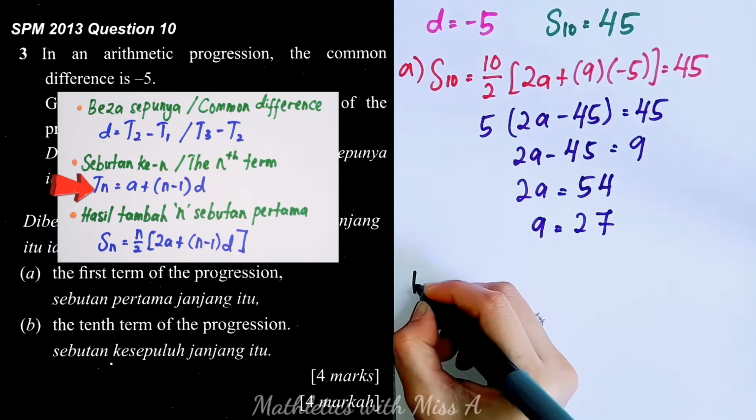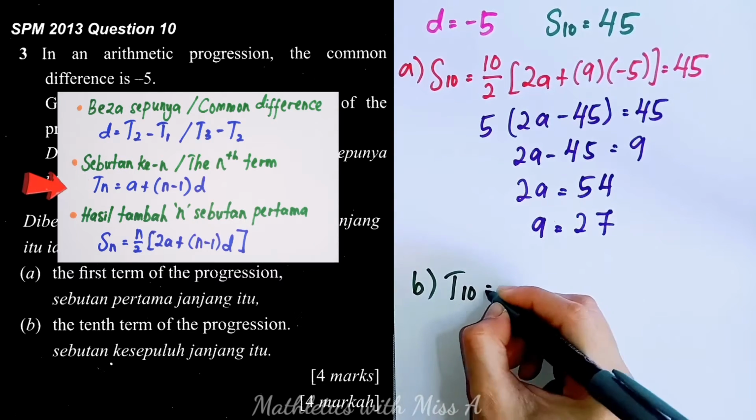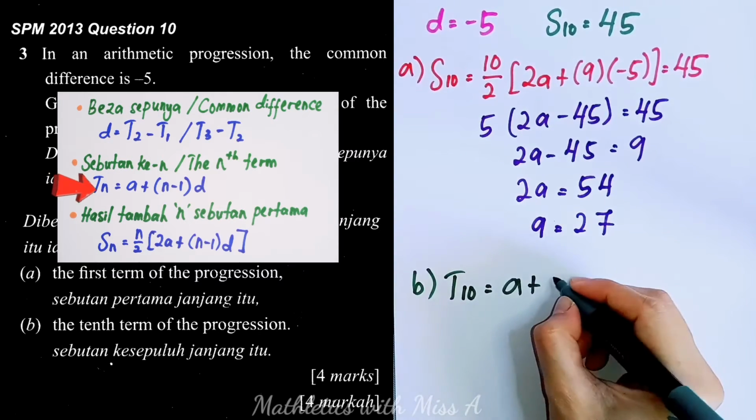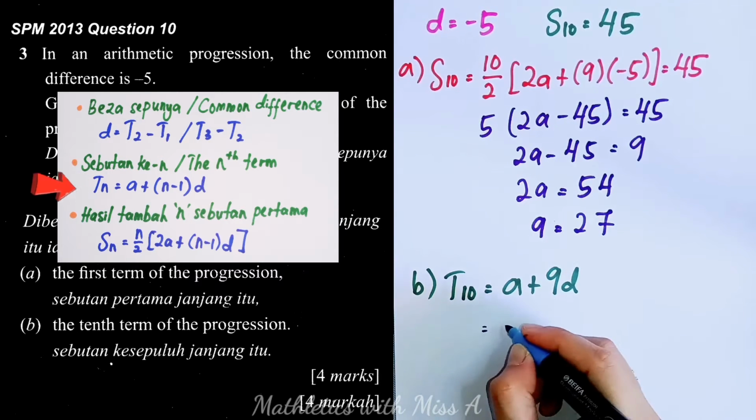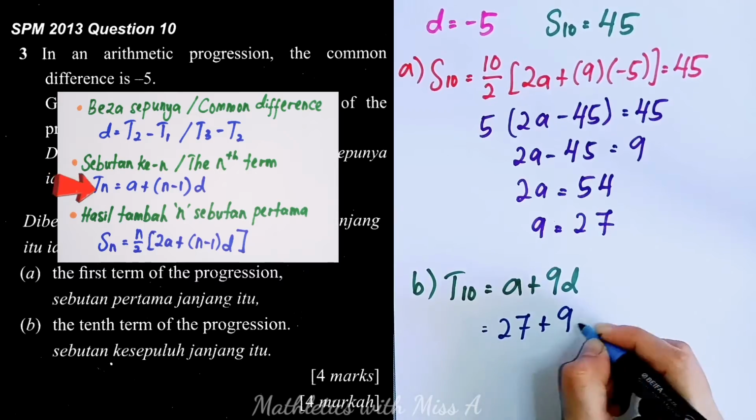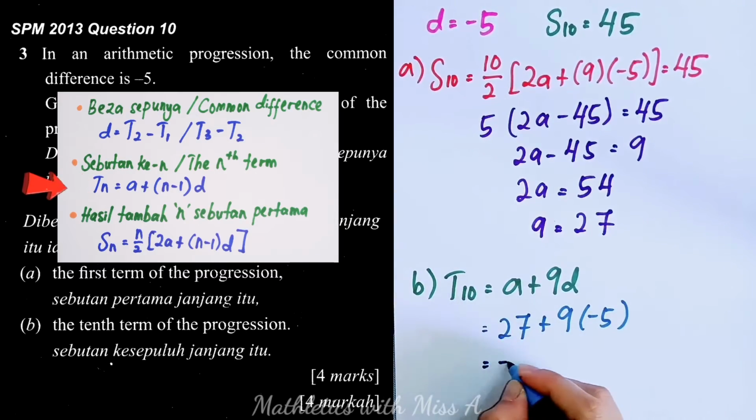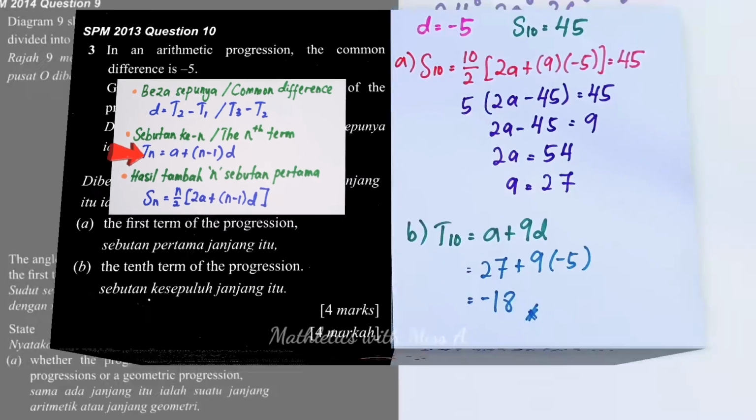So part B, the 10th term of the progression. By using the formula Tn, T10 equals a plus 9d. Insert 27 into a. So 27 plus 9 times negative 5. So the answer is negative 18.